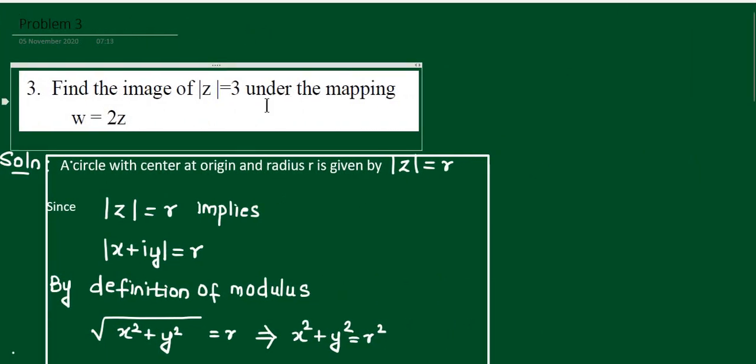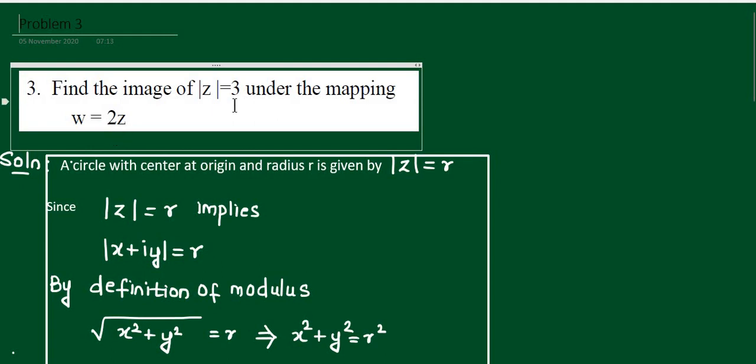Find the image of mod z equal to 3 under the mapping w equal to 2z. In my previous problem, it was w equal to 3z, but here it is w equal to 2z, that is, this is a rotation and a magnification transformation. But here mod z equal to 3, if you express this in terms of Cartesian coordinates, then you will have a confusion.